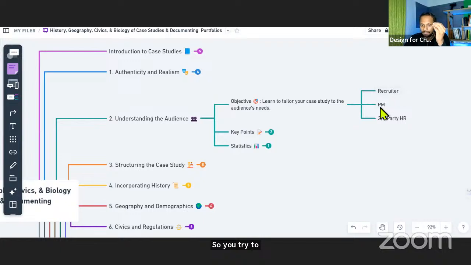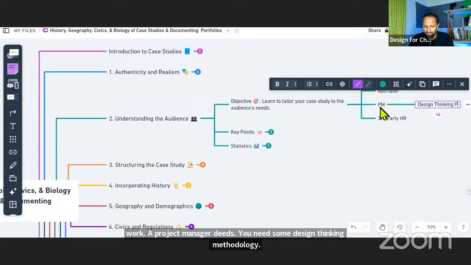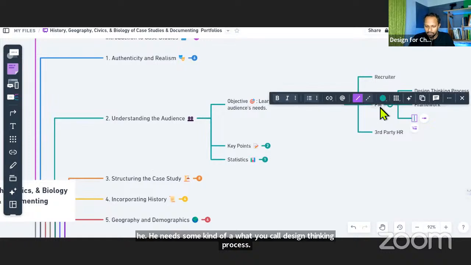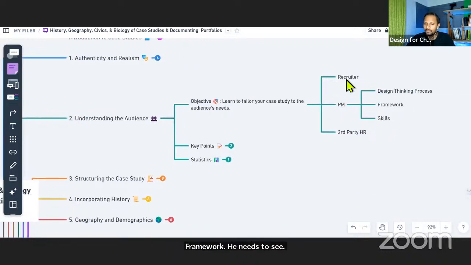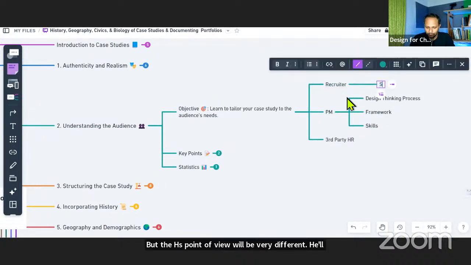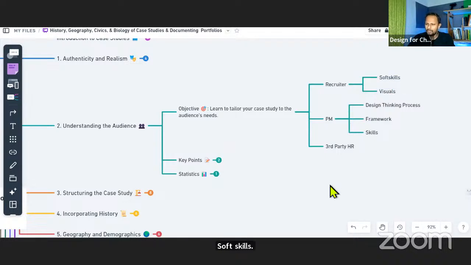A project manager will take a little time to review your work, right? A project manager needs some process. He needs some design thinking methodology, or he needs some framework. He needs to see your skills. But an HR's point of view will be very different. He'll try to understand what kind of person you are. Soft skills, maybe visuals. Maybe in the very first go, when you make very good visuals, that will be very interesting.